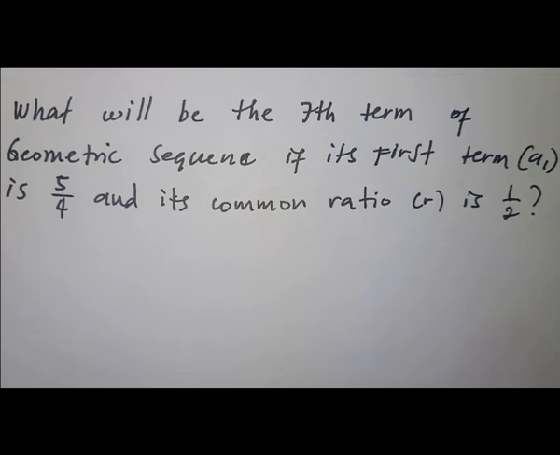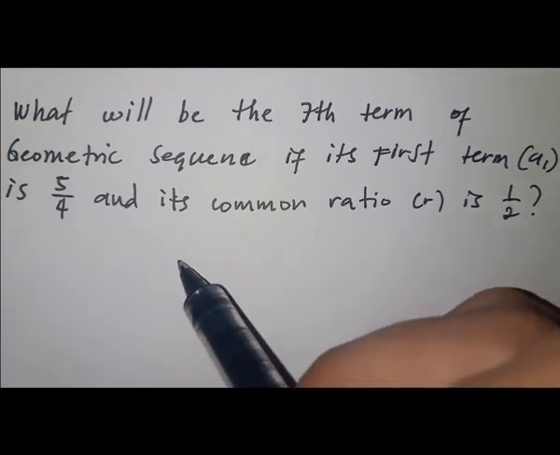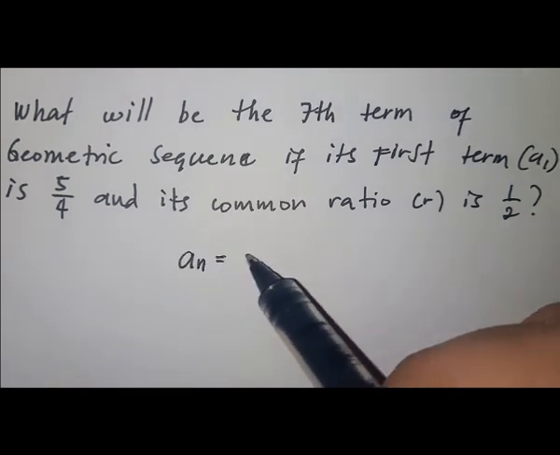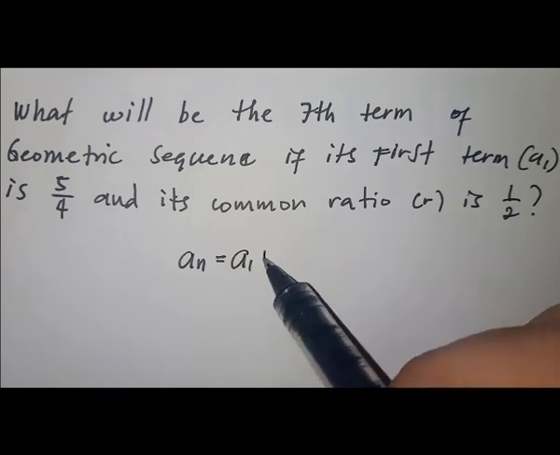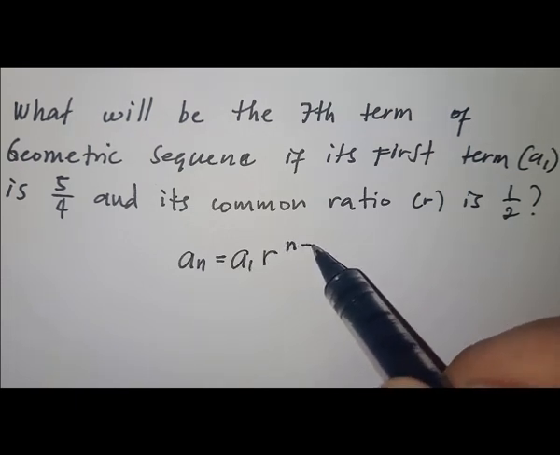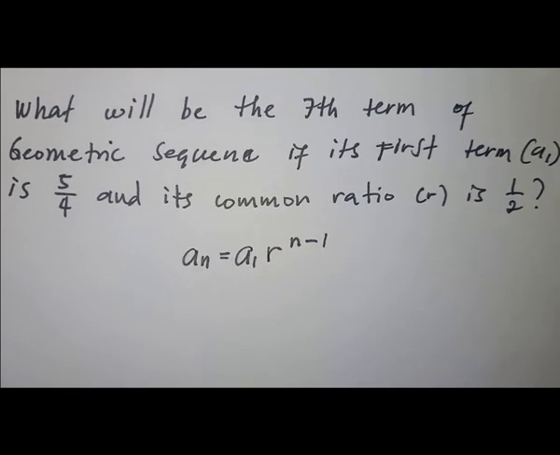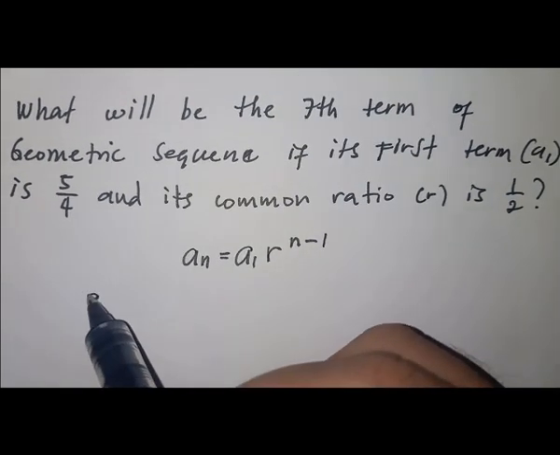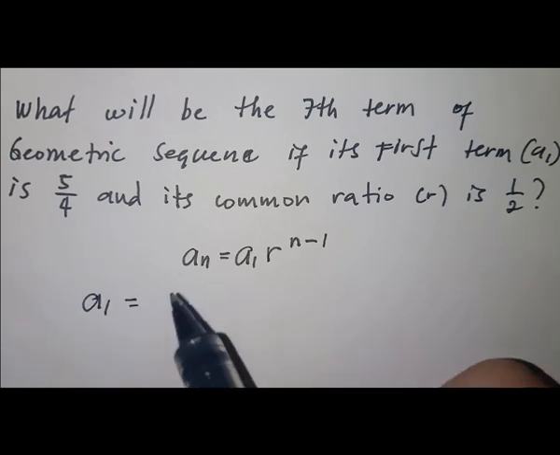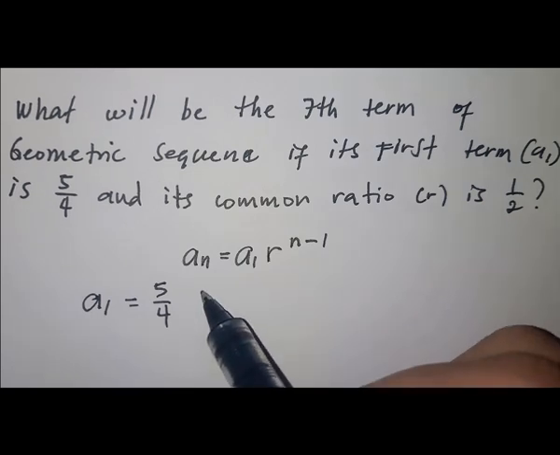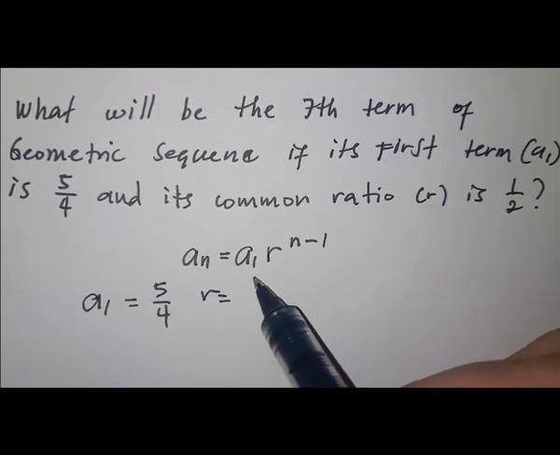Okay? So, una, suot ulit natin yung formula. Formula natin ay a sub n is equal to a sub 1 times r raised to n minus 1. Okay, so from this given, meron tayong value ng a sub 1. Ang a sub 1 daw natin dito ay 5 over 4. Ang common ratio na meron tayo ay 1/2.